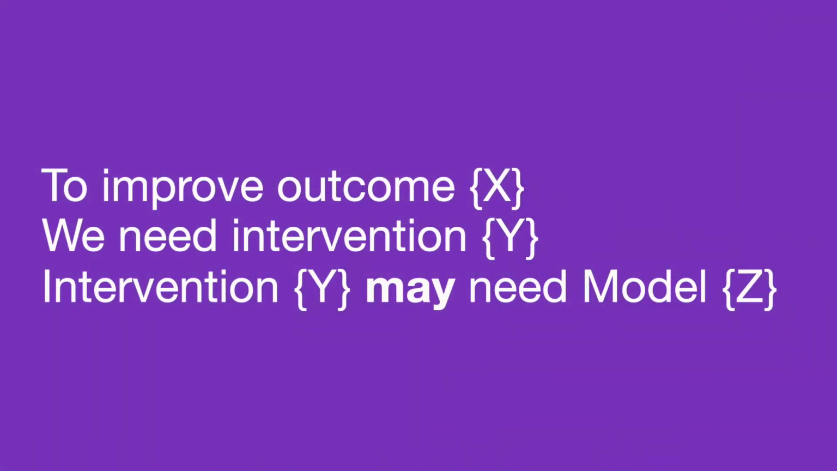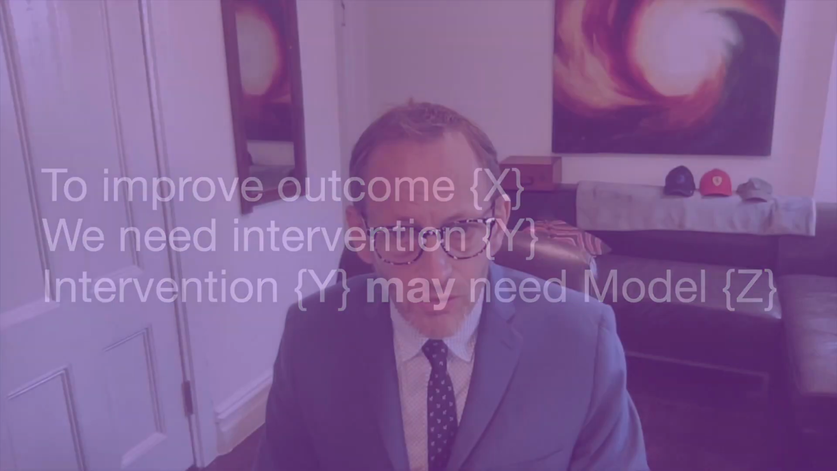The first big concept is that predictive models aren't actually the outcome you're necessarily striving for, because they don't improve outcomes. Analytically driven interventions do. So there's a little formula for it, which we like to think of, which is, to improve an outcome, X, you need intervention Y, and intervention Y may need a model Z. So let's go through each of these variables one by one.